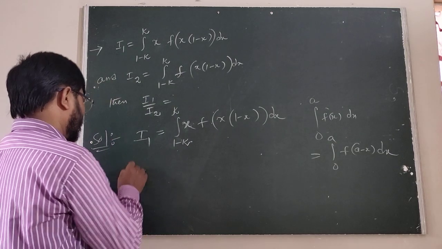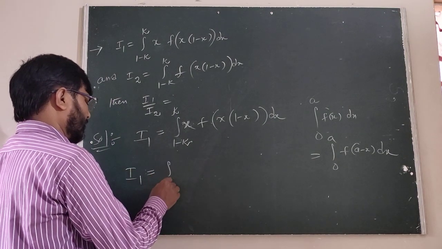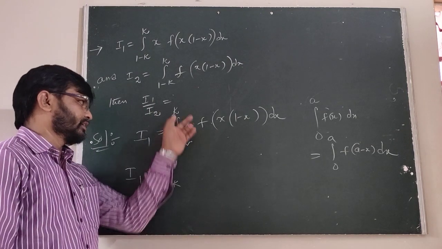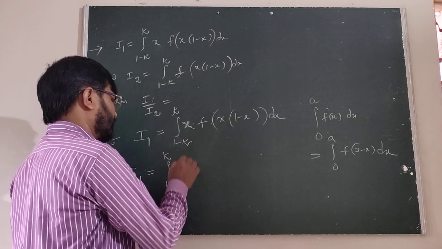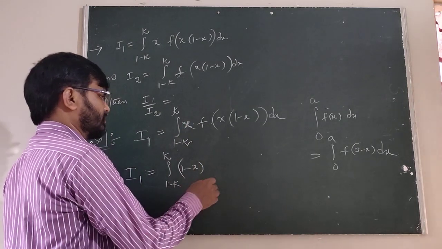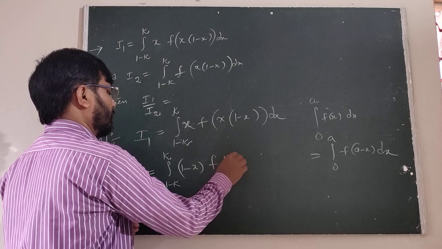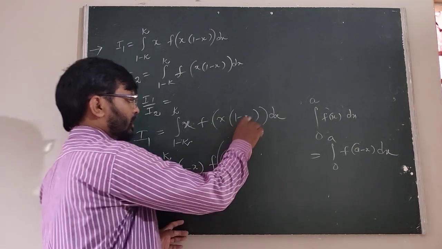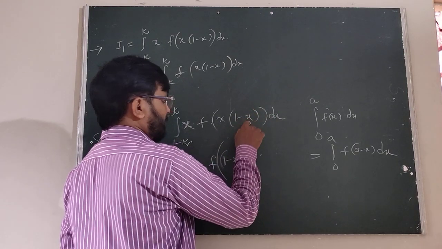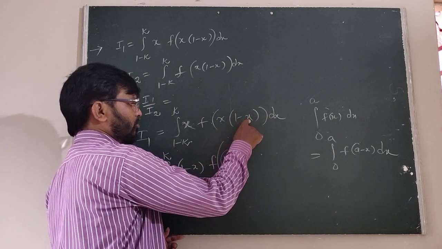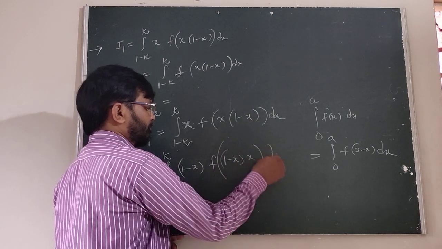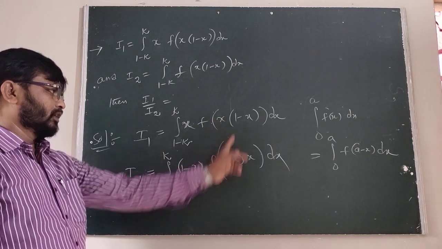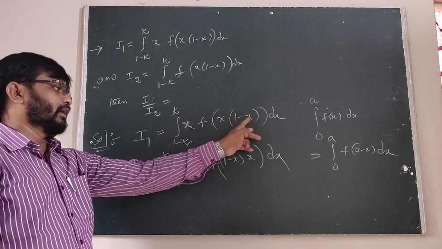That's why we can write I1 equal to the integral of 1 minus k. When we take k equal to 1, undoubtedly it is 0 to 1. Then we can replace x by 1 minus of x, f of 1 minus of x. All of it clear? We can replace x by 1 minus of x. Again we can write 1 minus, replacing x by 1 minus x. 1 cancels, minus of minus plus x. Is it clear? Put x equal to 1 minus x. 1 minus of 1 minus of 1 minus x.